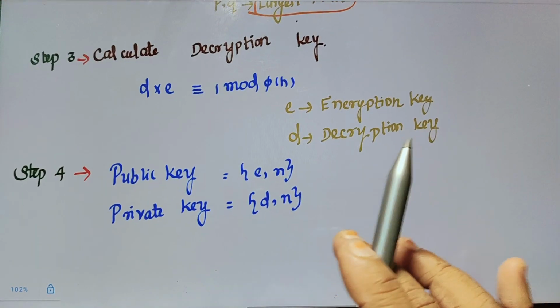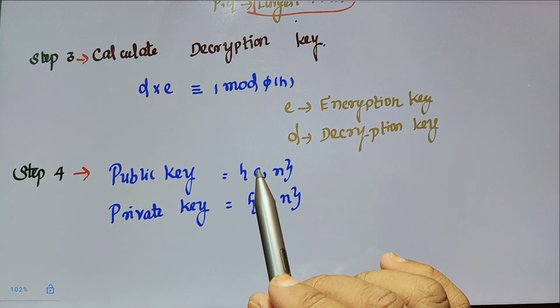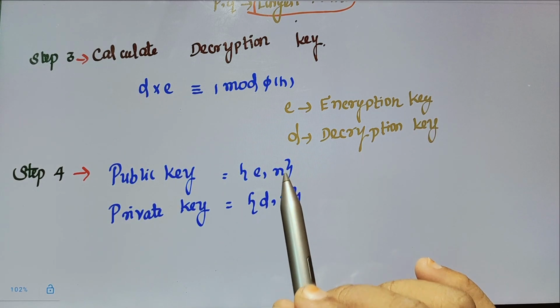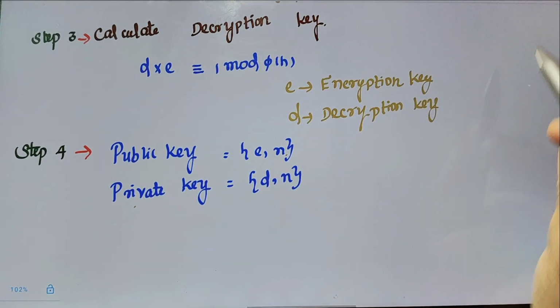Okay, next step 4. Find the public key and the private key. The public key is E comma n, E for encryption and n for the size of the key. And the private key is D comma n, D for decryption and n for the size of the key.